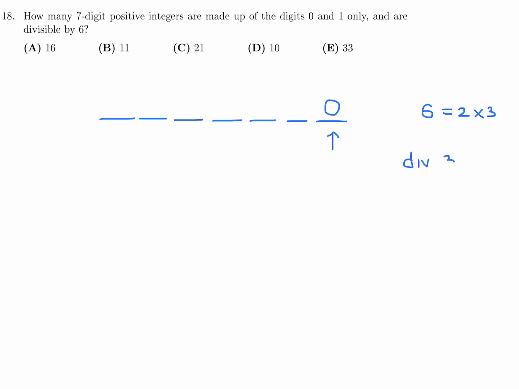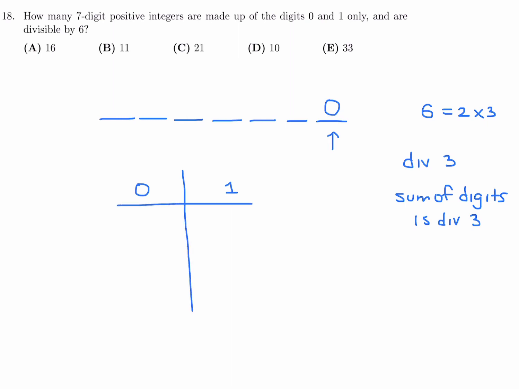So if a number is divisible by 3, the sum of the digits is divisible by 3. That's one of the more common divisibility rules. So I've got to place 1s and 0s in a way so that the sum of these digits is divisible by 3. How can I do that? I have a certain number of 0s and a certain number of 1s. All right, let's see what happens here.